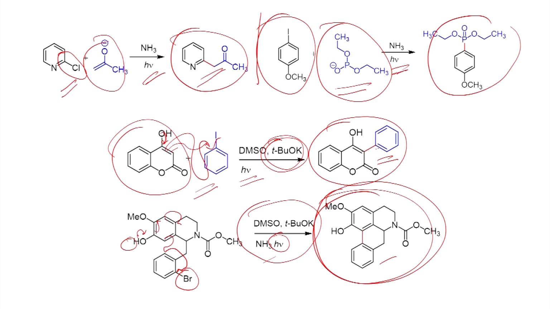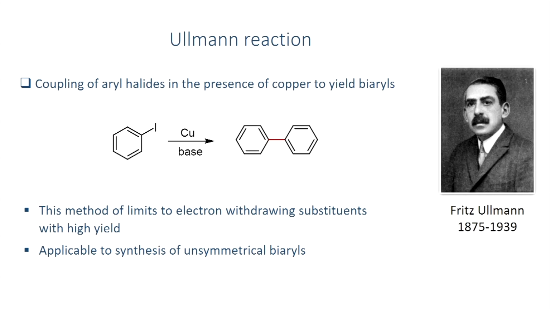So far, in all the examples we have seen, the reactions have been carried out using light. These reactions have been performed photochemically under moderate reaction conditions. Now let us focus on the related reactions. Next one is the Ullmann reaction. The reaction is shown here.